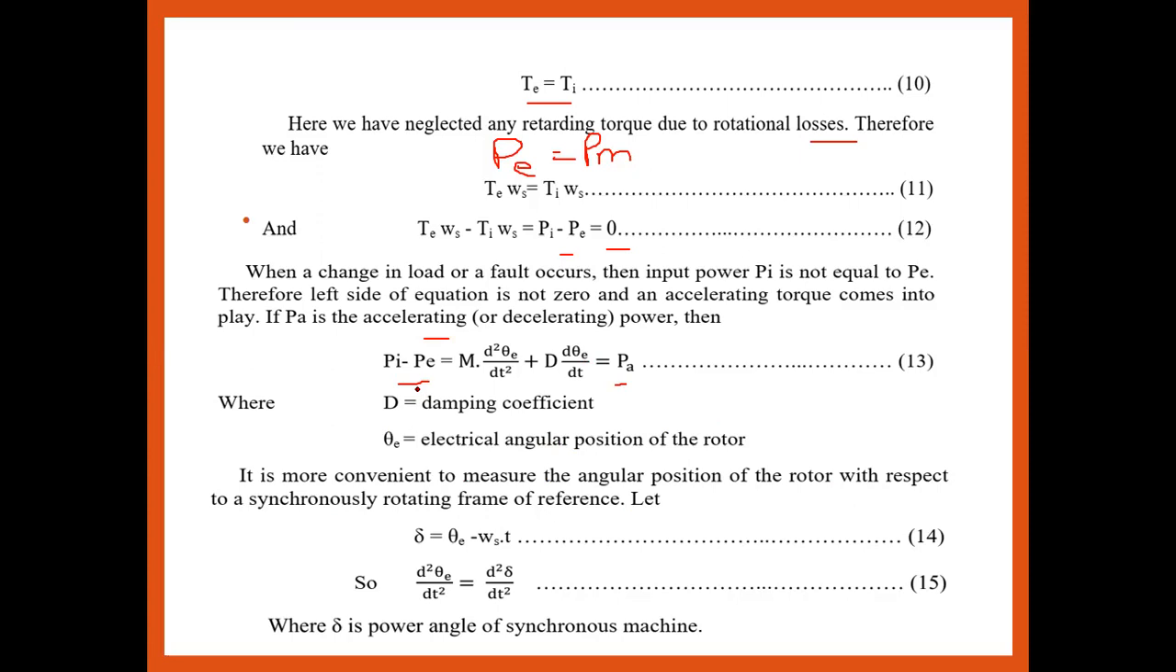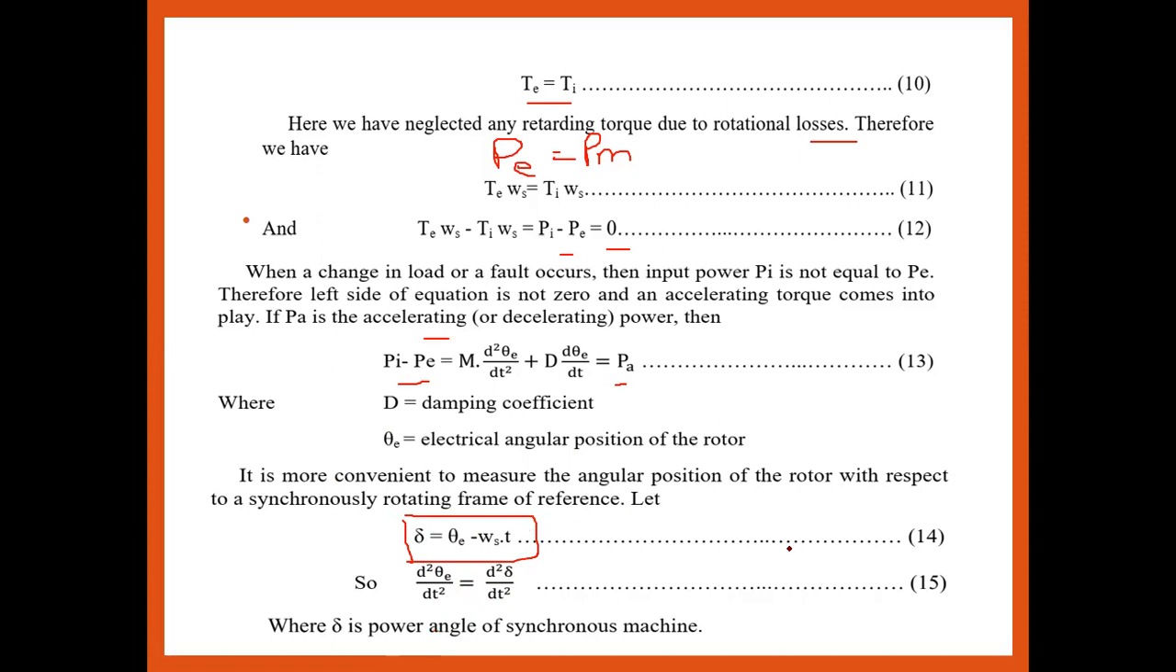Here M is the moment of inertia, and D is the electrical damping coefficient across the change of angular position. It is more convenient to measure the angular position with respect to the synchronous rotating frame. Therefore, delta is equal to theta minus omega t, under the rotating synchronous frame. Thus d squared theta e upon dt squared is equal to d squared delta upon dt squared, where delta is the power angle of the synchronous frame.